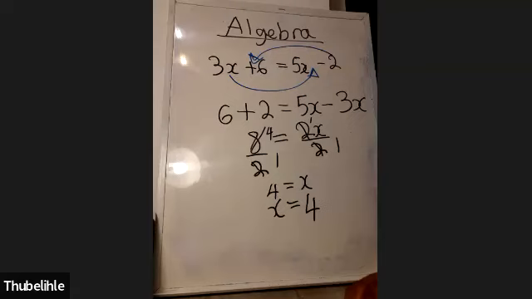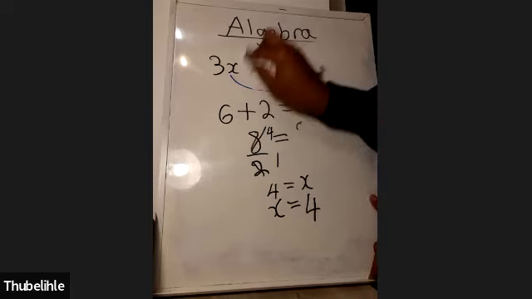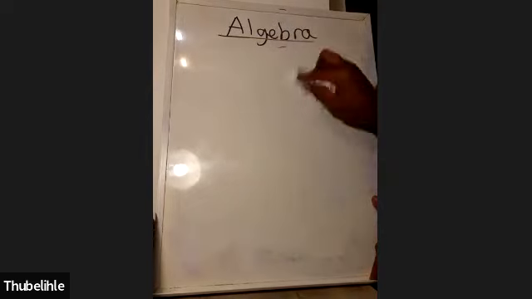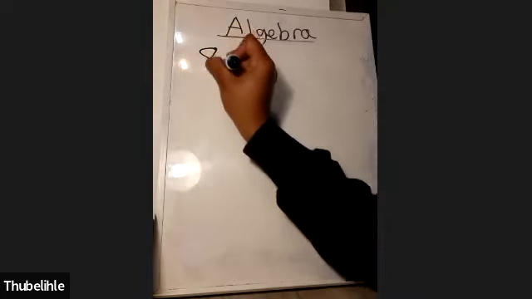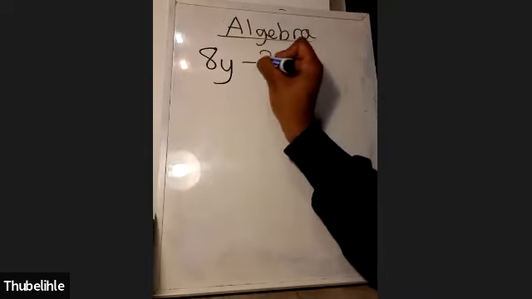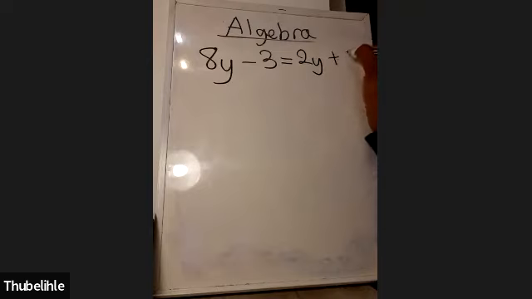Okay. All right. Before we get into simultaneous equations, let's just work with them one by one. Okay, so we can have 8y minus 3 is equal to 2y plus 3.